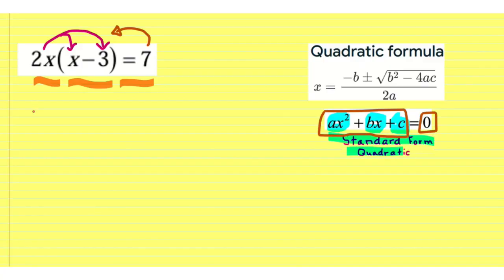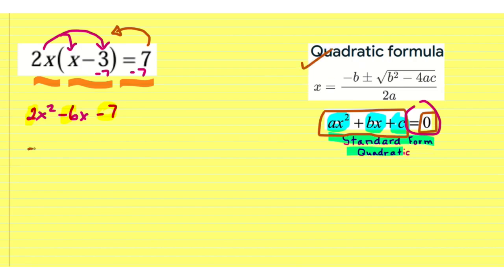So 2x times x gives me 2x squared. And then 2x times the negative 3 is going to be negative 6x. And then when I subtract the 7 from both sides, that's going to be minus 7. Technically, it is equal to 0, but I don't need it in my way while I'm trying to use the quadratic formula. So what are my A, B, and C numbers? Well, my A is a 2, my B is a negative 6, and my C is a negative 7. So let's go plug all those numbers into the quadratic formula.